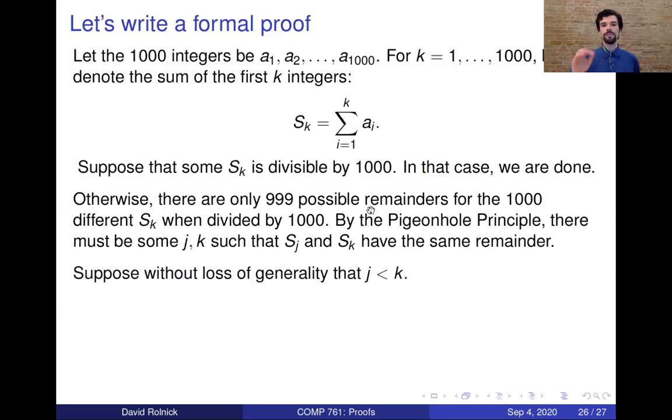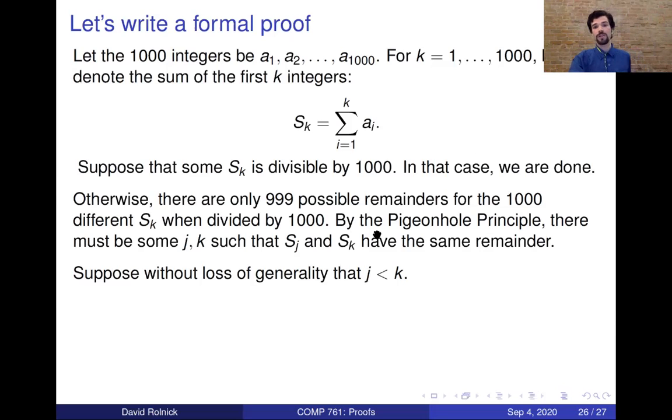Now here's a bit of proof lingo: suppose without loss of generality. This basically means that there's a symmetry situation, where either j is less than k or k is less than j. I'm just going to suppose without loss of generality that j is less than k. Sometimes you'll see this written WLOG without even being spelled out, as in suppose WLOG that j is less than k. This is a useful term that you should know. Since j and k can be anything, I just switched the names j and k.